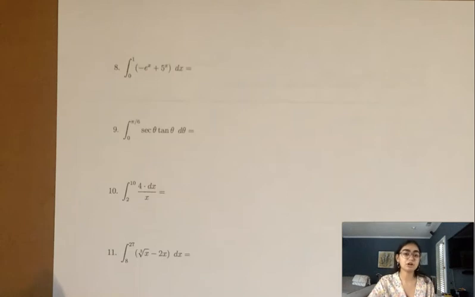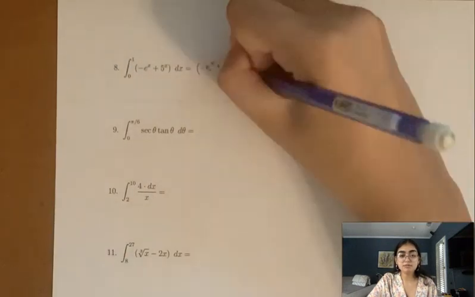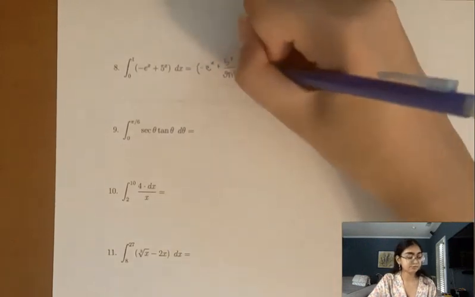So in this case, we're actually not going to be using the power rule again because we have negative e to the x and 5 to the x. So the antiderivative of e to the x is going to be e to the x, since the derivative of e to the x is e to the x. The antiderivative of 5 to the x, well, let me just tell you the rule. The antiderivative of a to the x is going to be a to the x over ln a. So in this case, since we have 5 to the x, our antiderivative is going to be 5 to the x over ln of 5.